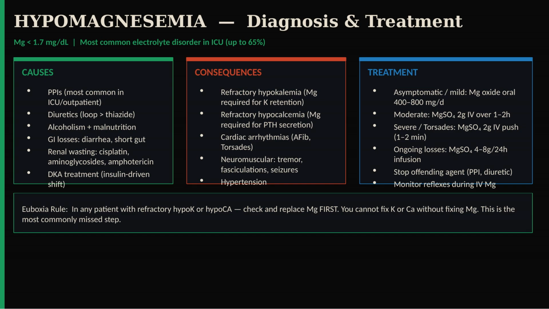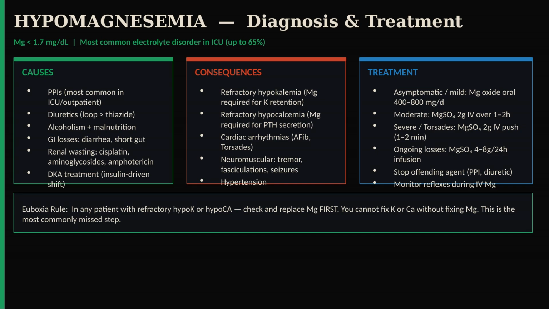Treatment: mild and asymptomatic, oral magnesium oxide. Moderate, 2 grams of IV magnesium sulfate over 1 to 2 hours. Severe or torsades, 2 grams as a push over 1 to 2 minutes. Ongoing losses, a continuous infusion. Stop the offending agent and monitor the deep tendon reflexes during IV magnesium so you don't overshoot.